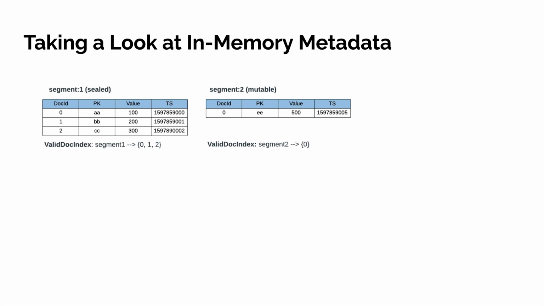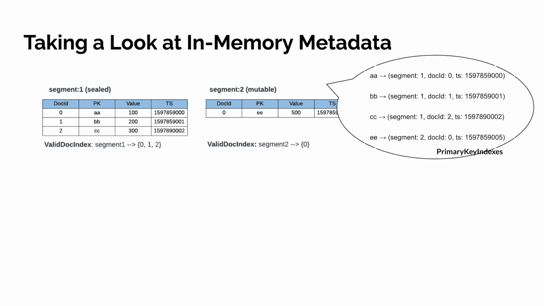As you can see, this is one partition. There are segments sealed and segments mutable. If there's no duplicated record, all these primary keys will be stored in this primary key index, right? And at the segment level, you have this valid doc ID that keeps track of the valid docs.